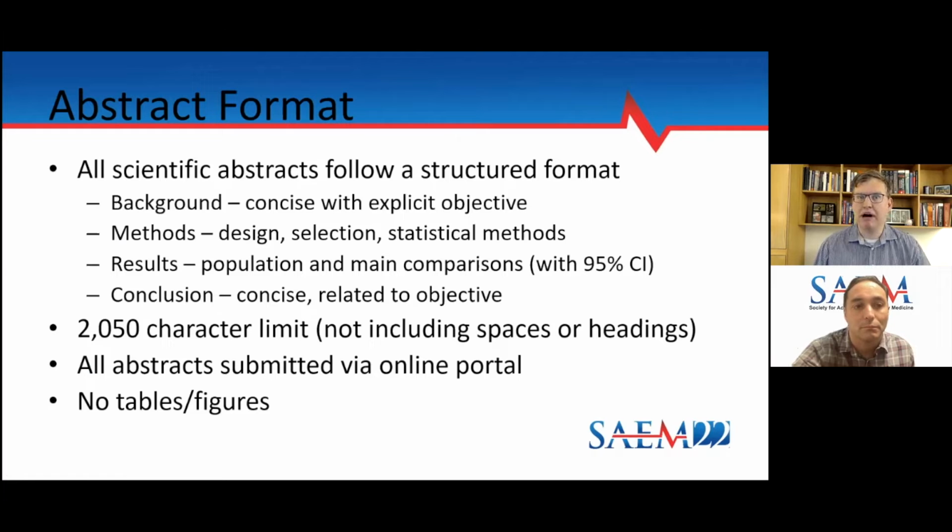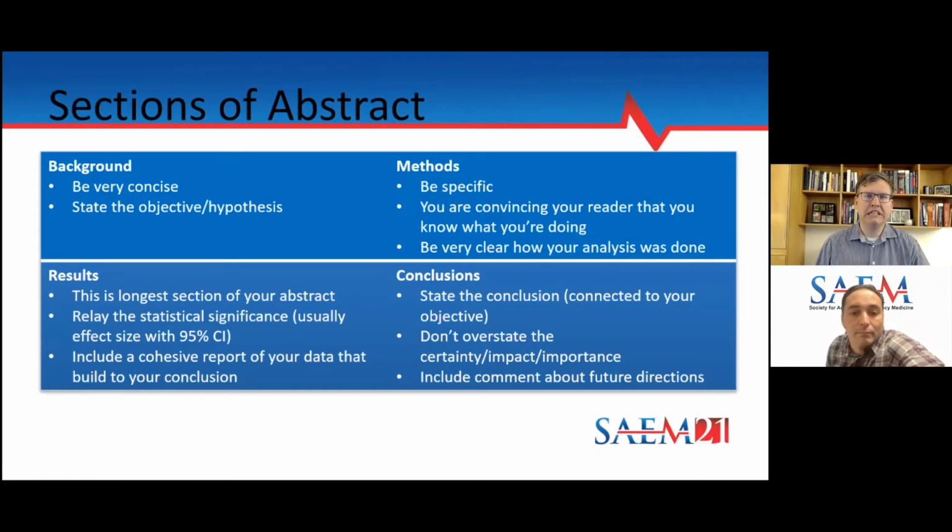Abstracts are limited by character count. Actually, it's 2,050 characters, not including spaces or headings. So before you submit your abstract on Cadmium, you probably want to write it in Word and check your character counts so that you can revise it before you're pasting it into the dialog boxes within Cadmium. All abstracts are submitted in the online portal, and at SAEM, we do not accept tables or figures as part of your abstract. I told you that there are 4 sections that are part of each abstract.